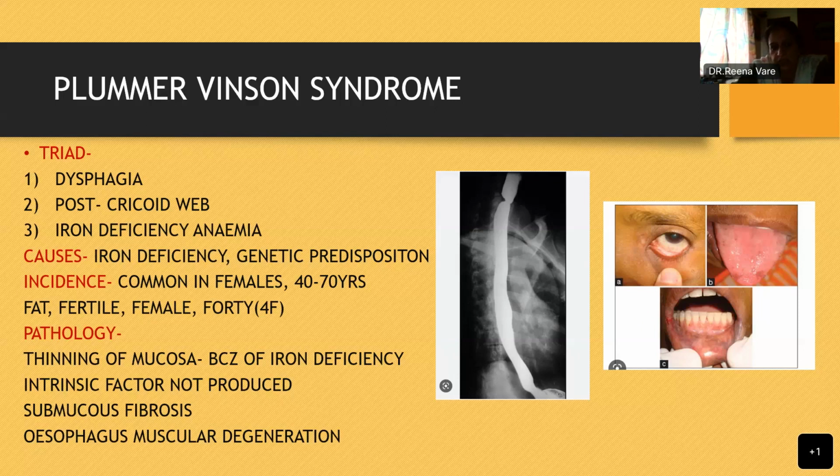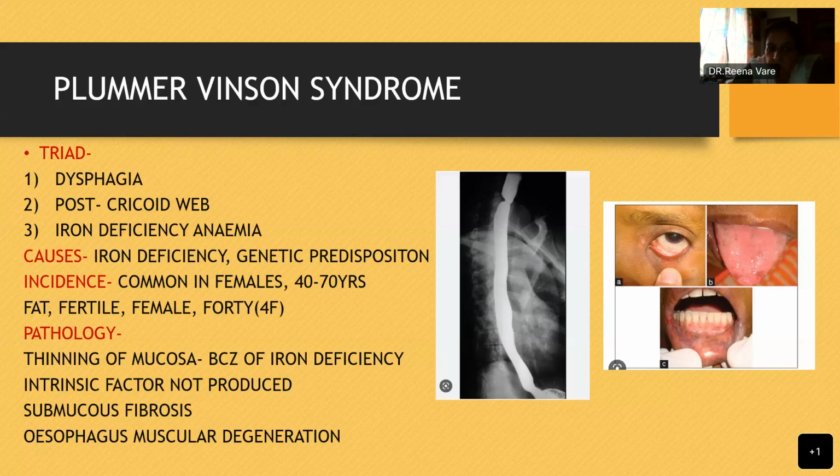Now the pathology in this case will be thinning of the mucosa because of iron deficiency. The intrinsic factors of blood are not produced, leading to submucous fibrosis, more common in ladies who are taking tobacco in any form, be it supari, be it tambaku, be it anything. In kheni also, in some places, in some villages, tribal areas, they do take kheni. That is also causing all this problem.